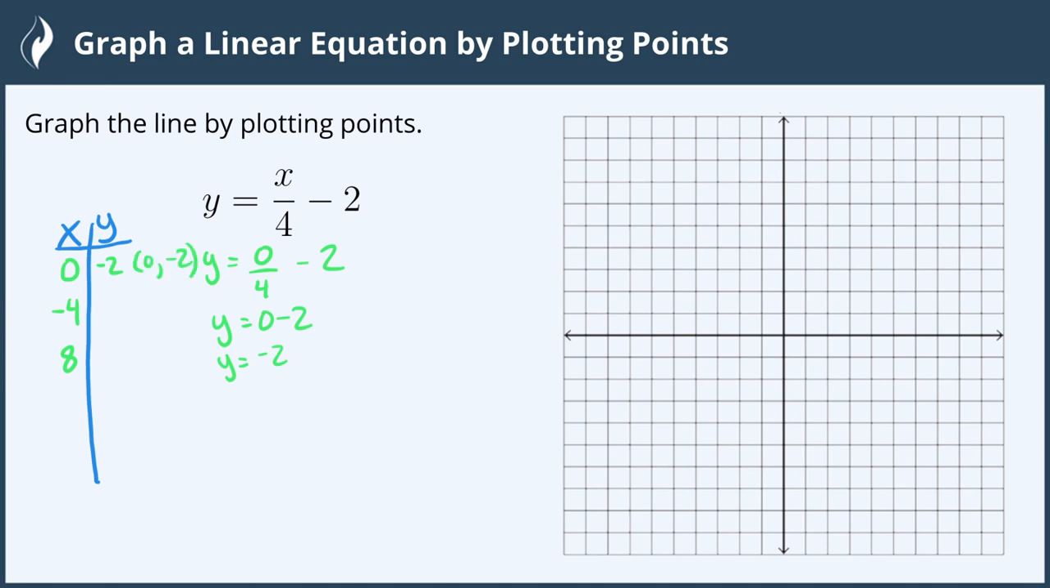Let's go ahead with the next one, which is -4, and substitute that in for x. So we get y equals -4 divided by 4 minus 2. Y equals -4 divided by 4 is -1. -1 minus 2 is -3, so y equals -3, and the y-coordinate for the point -4 is -3, and we have the ordered pair -4, -3.